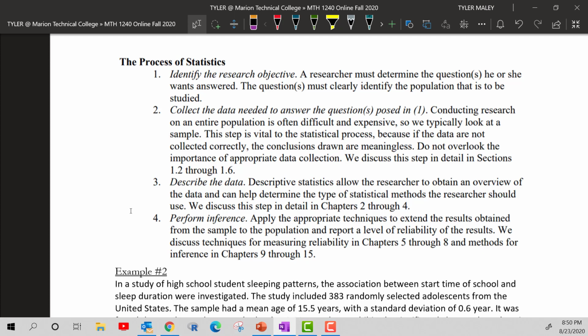So again, the whole idea of statistics is that we want to know the parameter. We want to know the value for the population, right? We can't collect everyone, so we gather a sample. We collect a statistic, and then we use that information to try to estimate what the parameter would be, right? That's essentially the overview.